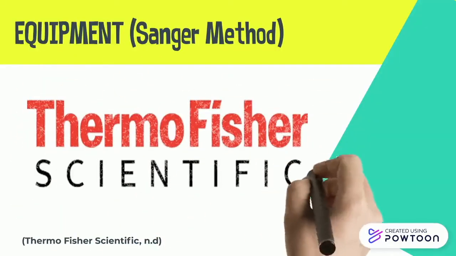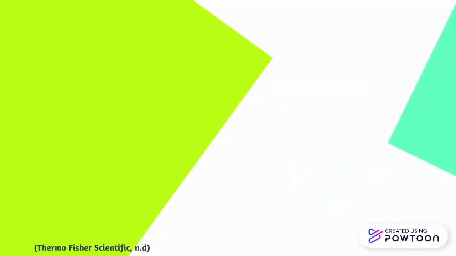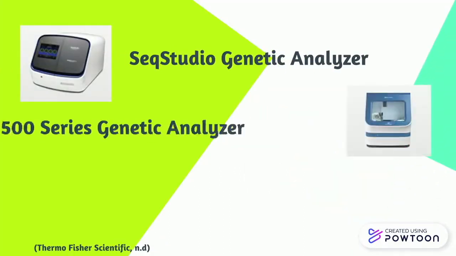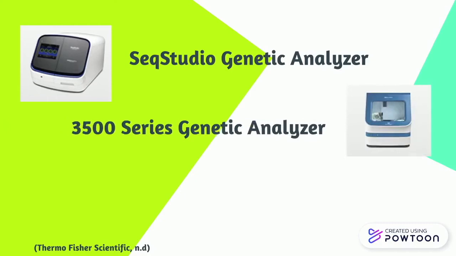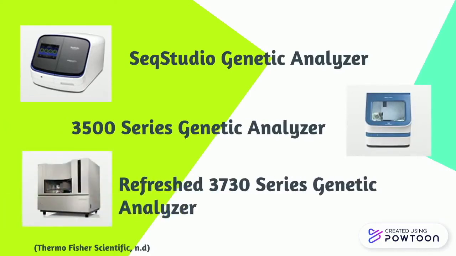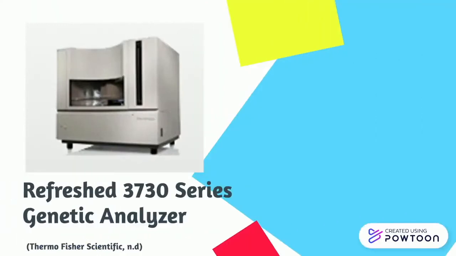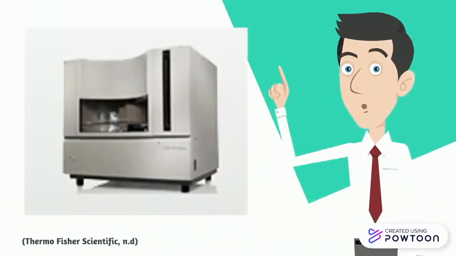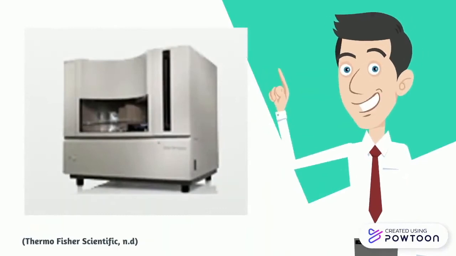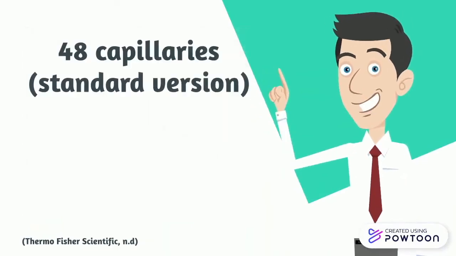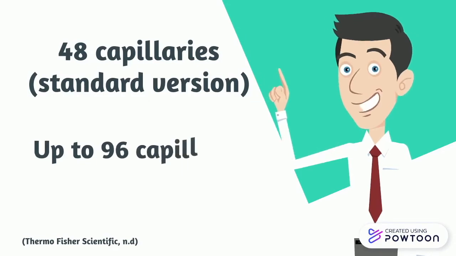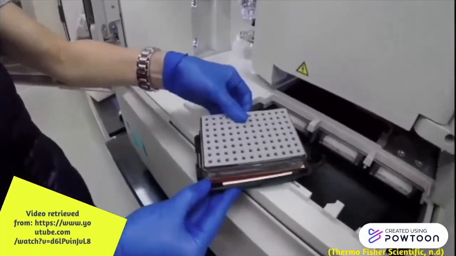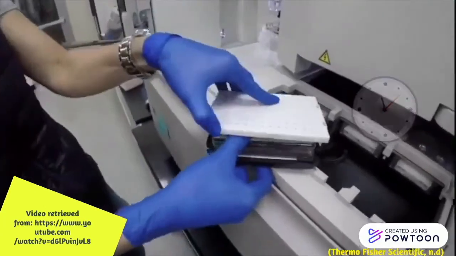There are several pieces of equipment developed by Thermo Fisher Scientific for the Sanger method. The 3 most relevant are the SeqStudio Genetic Analyzer, the 3500 series genetic analyzer, and the 3730 series genetic analyzer, being the latest and more technologically advanced for the following reasons. The 3730 series genetic analyzer can have 48 capillaries on the standard version, or 96 capillaries in the XL version. It fits up to 16 samples and has an integrated plate stacker.